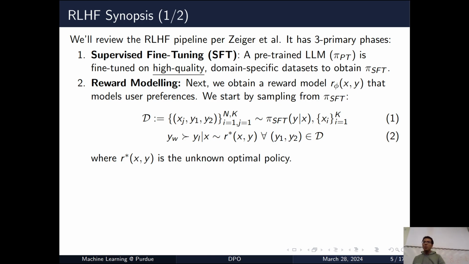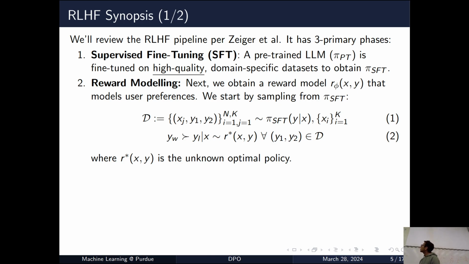And the preference modeling is basically y sub w, for winner, better than y sub l, for loser, given input x. For r star of x comma y, this is our optimal reward. This is unknown to us. This is the true answer, and exists for every single type of input.